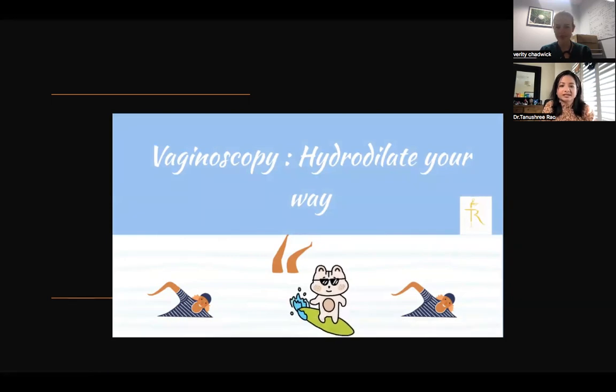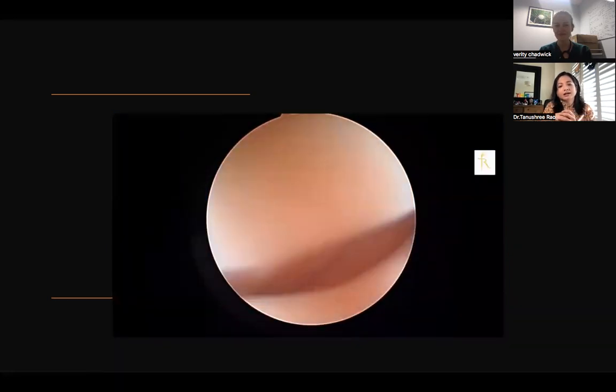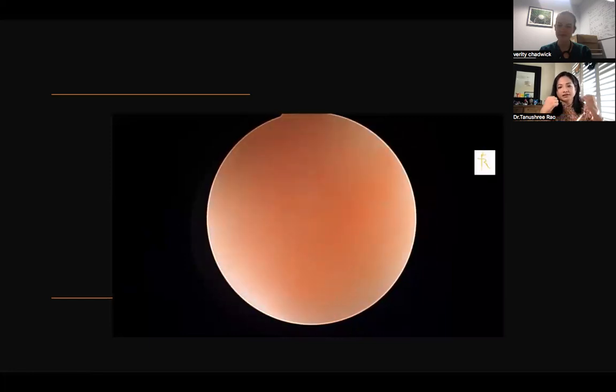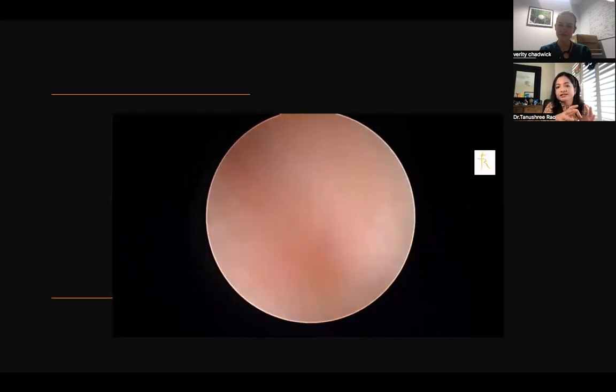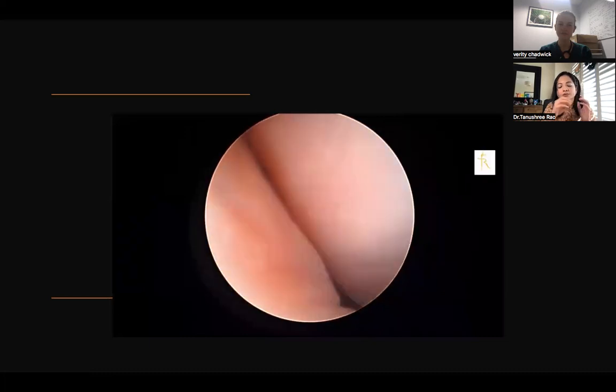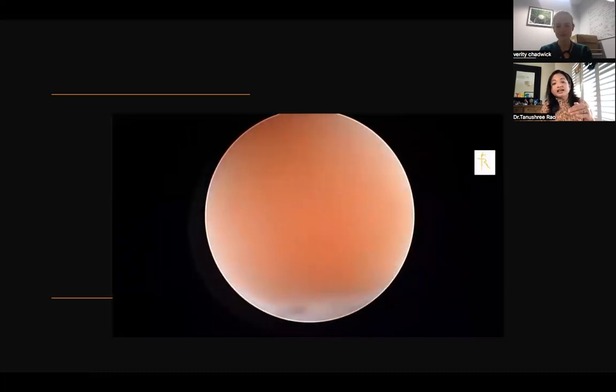A bit of animation. I'm a firm believer of hydrodilation. So even when you have stenotic cervices or tough cases, I would say be patient. Rather than using instruments to dilate traumatically, just use persistence and the pressure that your hysteroscope provides to dilate the cervix. So this is vaginoscopy.